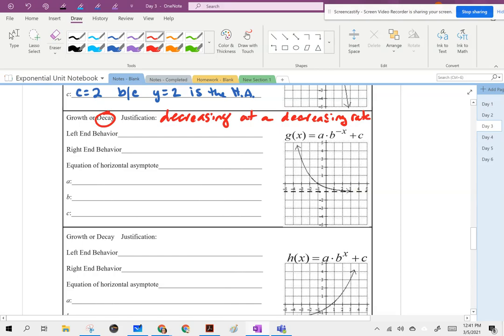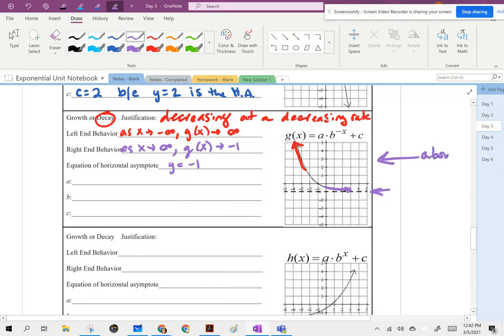So the left-hand behavior, as x goes to negative infinity, g of x goes to positive infinity. The right-hand behavior, as x goes to infinity, g of x looks like it is approaching -1. What is the equation of the horizontal asymptote? y equals -1. The graph is above the horizontal asymptote, which means A is greater than 0 because the graph is above the horizontal asymptote.